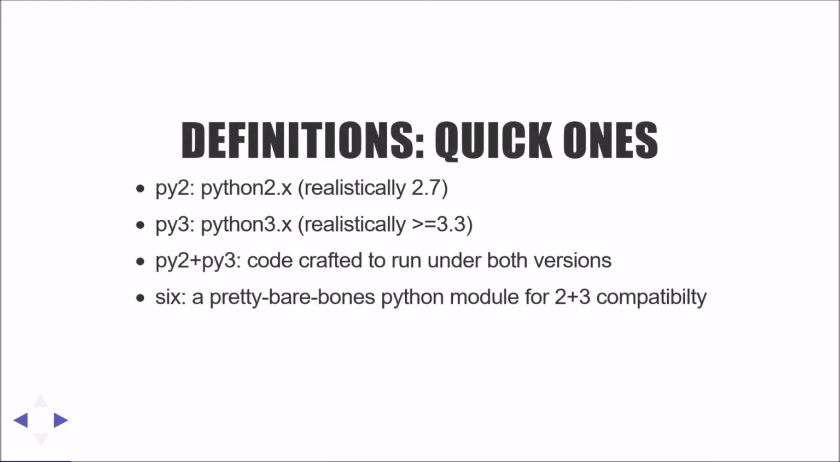In this presentation, I'll discuss porting code to be Python 2 and Python 3 compatible. When I say Python 2, I'll be talking about 2.7. Earlier versions are missing some features we'll use and are no longer officially supported. For Python 3, I'll only be discussing modern Python 3, 3.3 and above, for the same reasons. I'll also refer to six, a very simple Python library, which aims to assist in writing 2 plus 3 compatible code.